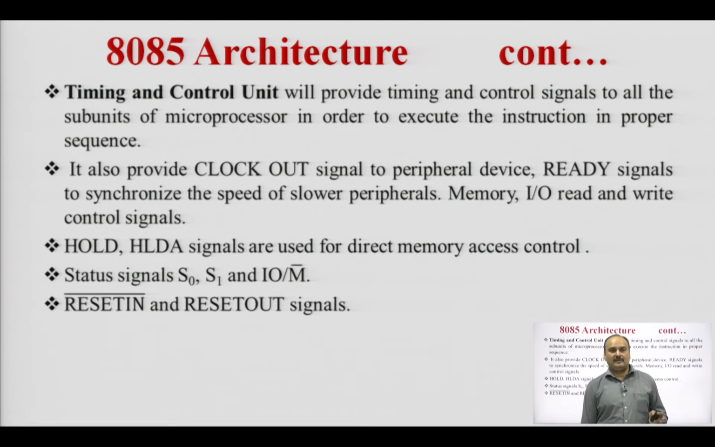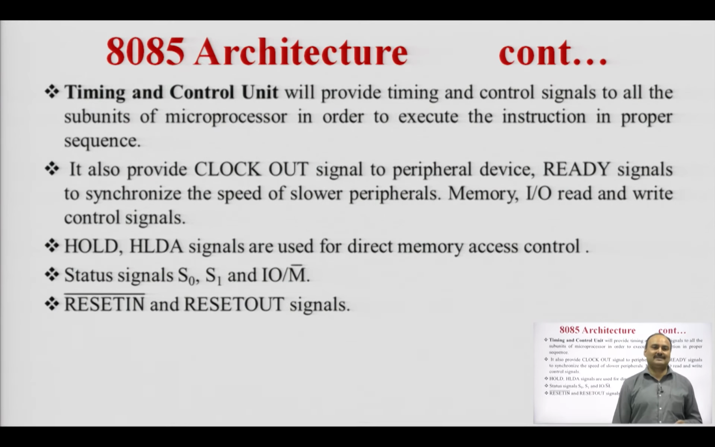With the help of the necessary timing and control signals, the processor will select the registers, that is B register, C register, D register, E register, H and L register. It also provides the clock output signal for the peripheral device connected with the microprocessor. It uses the ready signal as an input signal to check the readiness of the slower peripheral device. Once the device is ready, the processor will start the communication with the peripheral device.